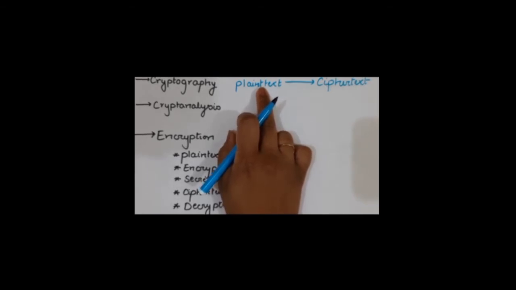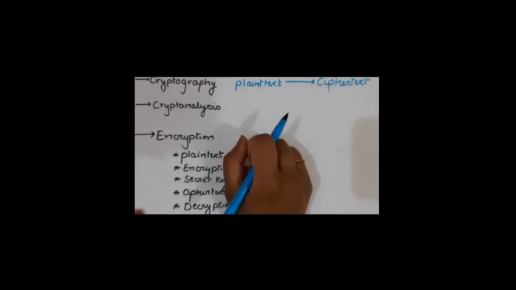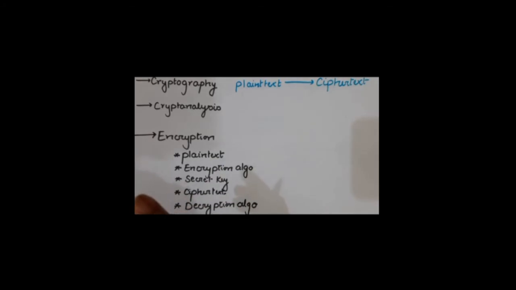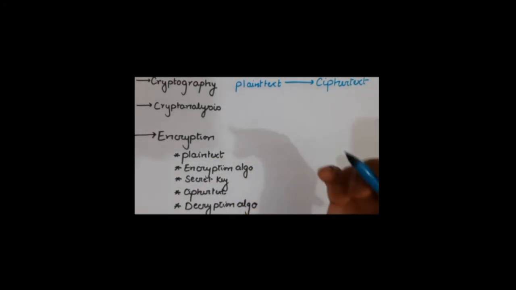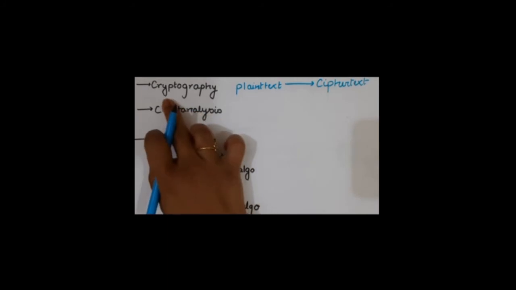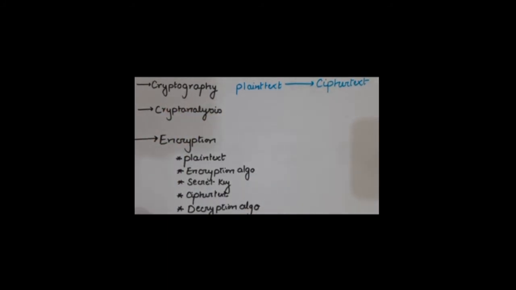The standard definition of cryptography says it is a science, or a study of the techniques of secret writing. I hope you can understand. Cryptography is the technique, or you can say the art or science, of converting plain text into ciphertext. I hope you've understood the meaning of cryptography.